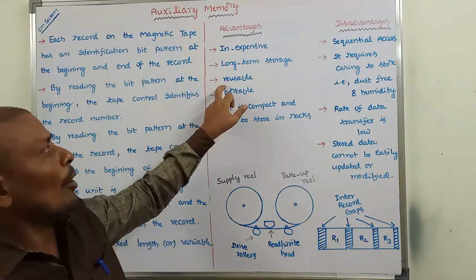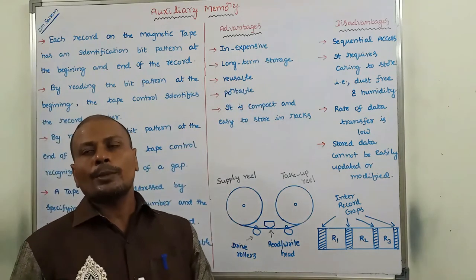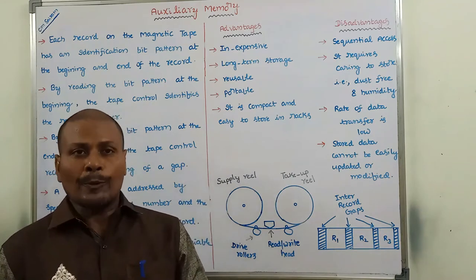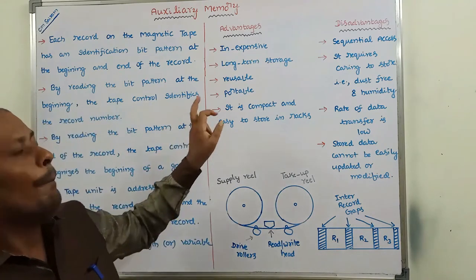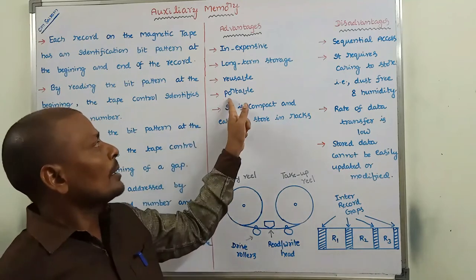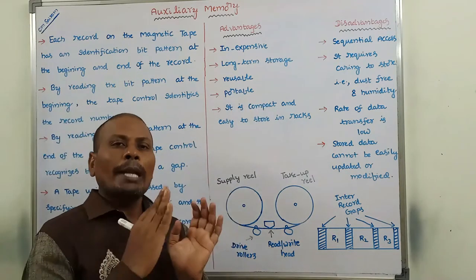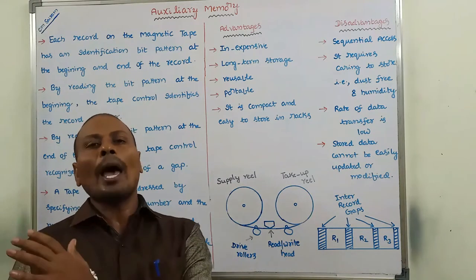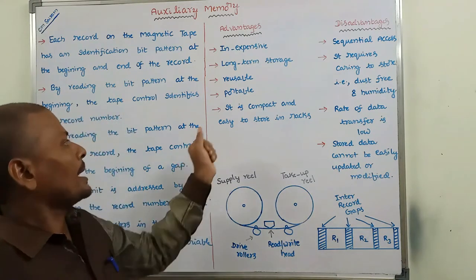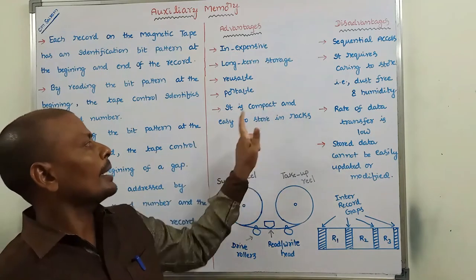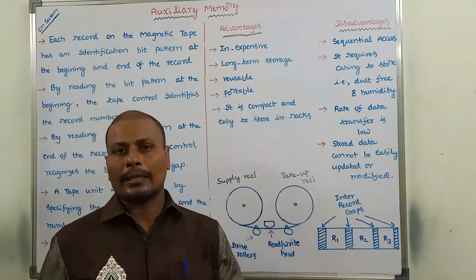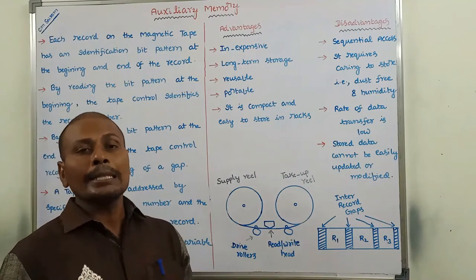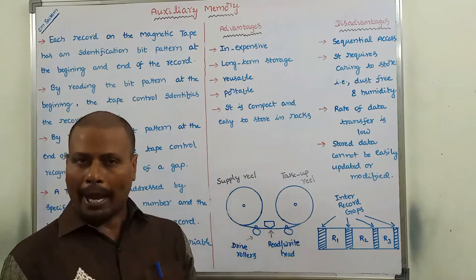Third point, reusable. The magnetic tape can be reused many times. Next one, portable. The magnetic tape can be moved from one place to another place. Next one, it is compact and easy to store in racks. So the magnetic tape is compact and easily stored in racks.